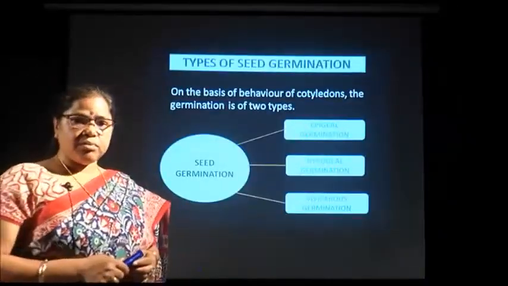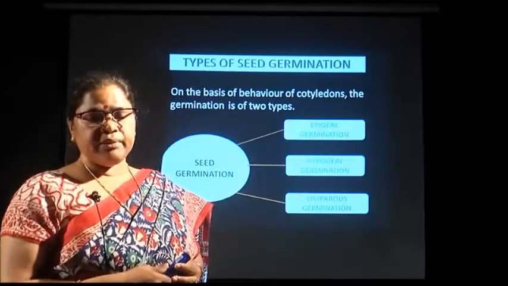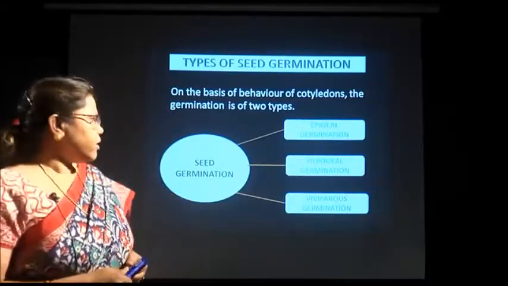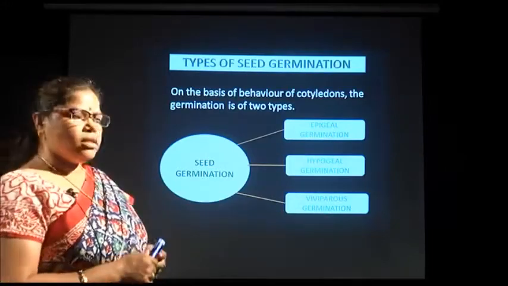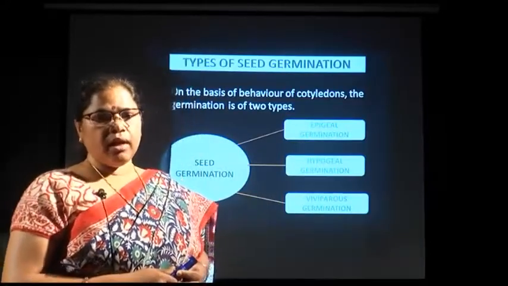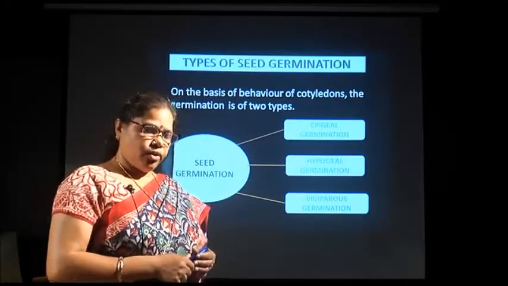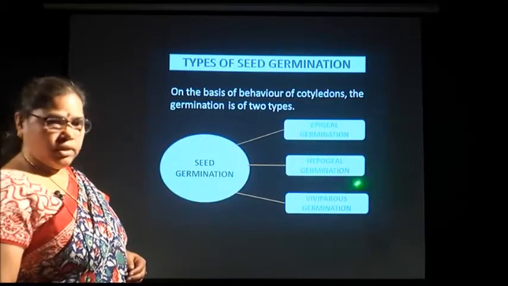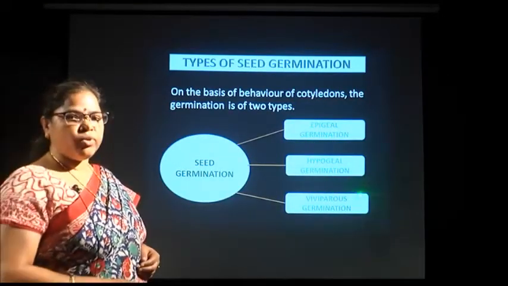Then there are different types of seed germination. As we have discussed, sometimes the growth of the plumule depends upon either the elongation of the hypocotyl or the elongation of the epicotyl. Accordingly, there are two different types of germination based on the behavior of the cotyledon. In some seeds the cotyledon comes out of the soil, or grows above the soil, whereas in some plants the cotyledons remain underground. So accordingly there are generally two main types of seed germination. One is called epigeal germination, another is called hypogeal germination.